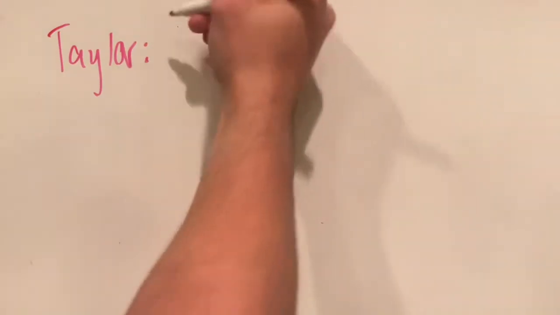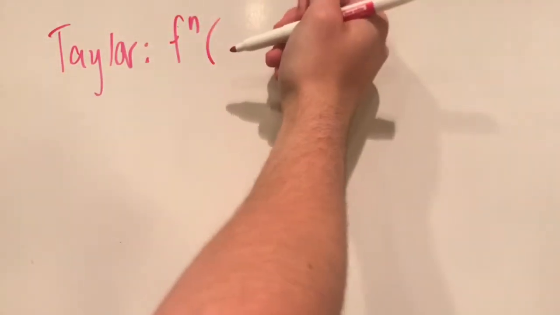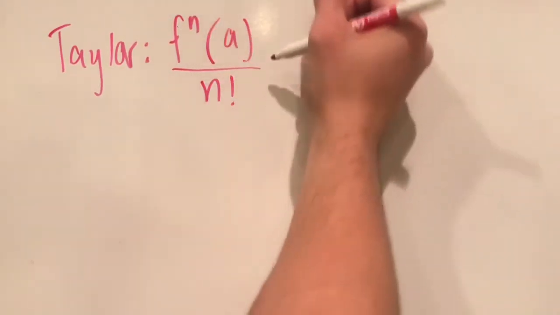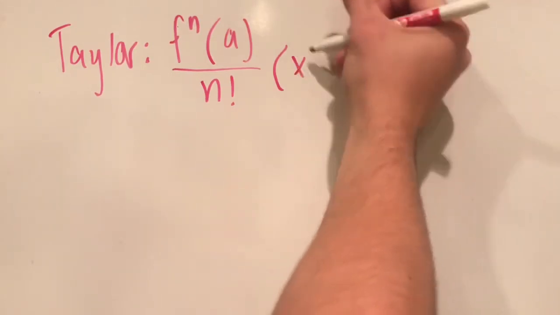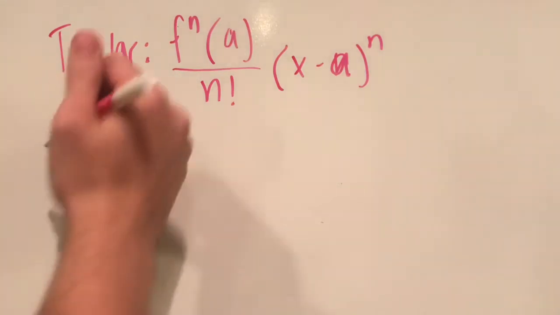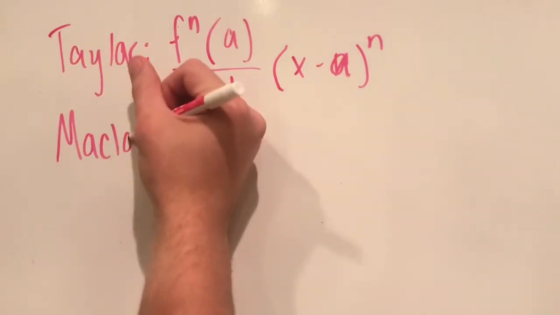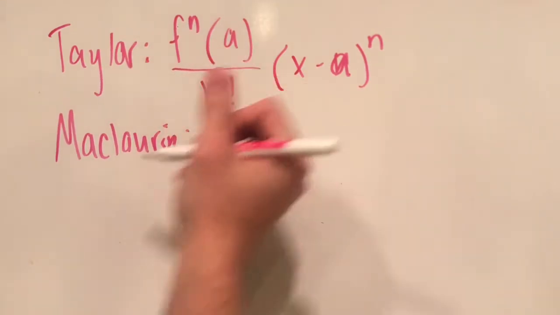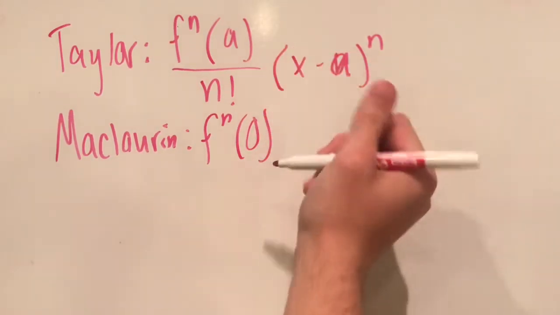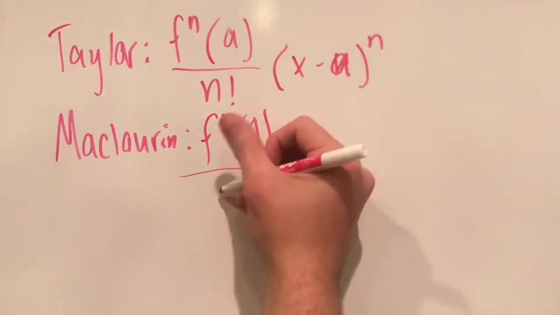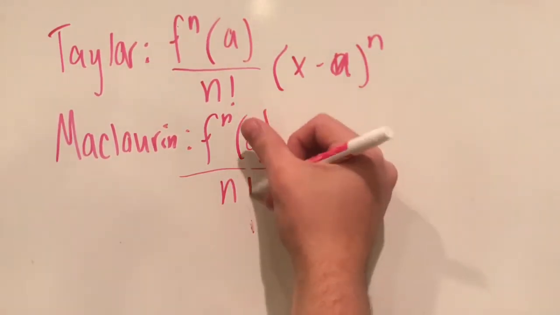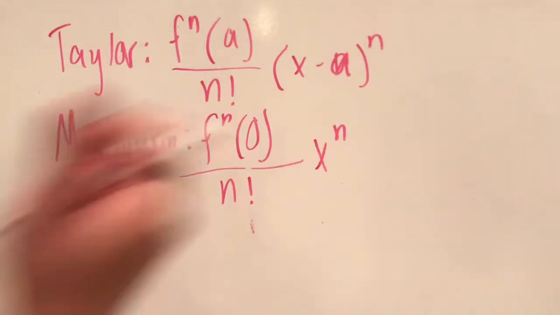For a Taylor polynomial, you're going to use f to the nth derivative of a, divided by n factorial, times x minus a to the nth power. And for a Maclaurin polynomial, you're going to use f to the nth derivative of 0, divided by n factorial, times x to the n.